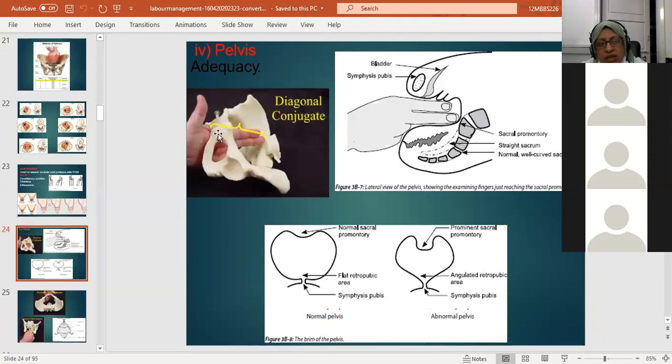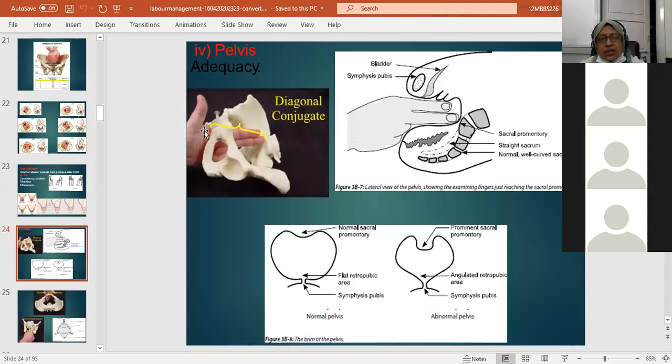So in pelvimetry, we assess the pelvic inlet, we assess the cavity, we assess the outlet. For the inlet, we assess the diagonal conjugate, that is the AP diameter, which should be 10 centimeters. Like this picture shows, your fingers reach the sacral promontory and touch the lower portion of the pubic symphysis, then it means it is 10 centimeters.